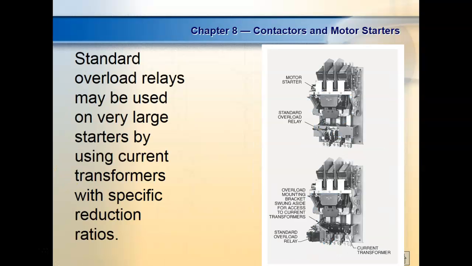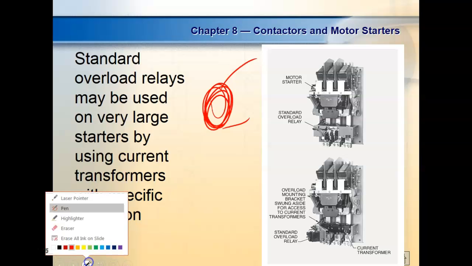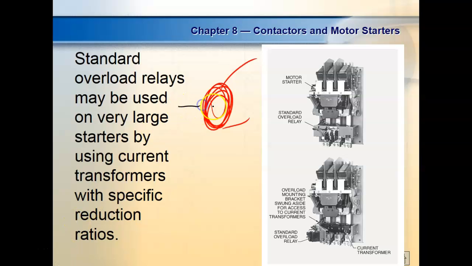Standard overload relays may be used on very large starters by using current transformers with specific reduction ratios. So a current transformer, y'all understand that? What do we mean by a current transformer? Well, usually we don't step it up or step it down. What we do is we take a bunch of coils of wire, and then we take our conductor and run it through it. And this would be called a current transformer.